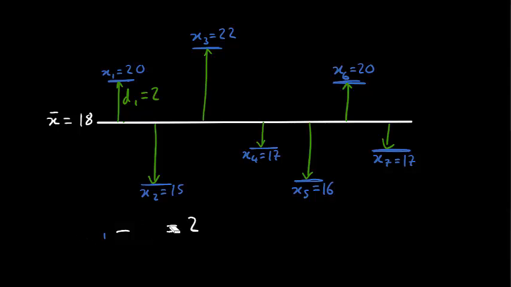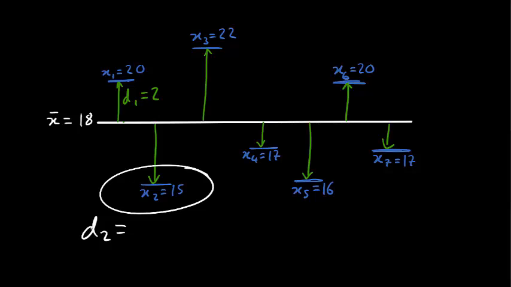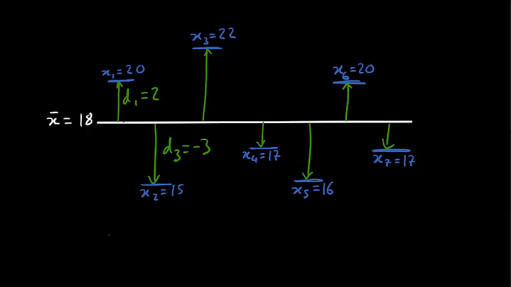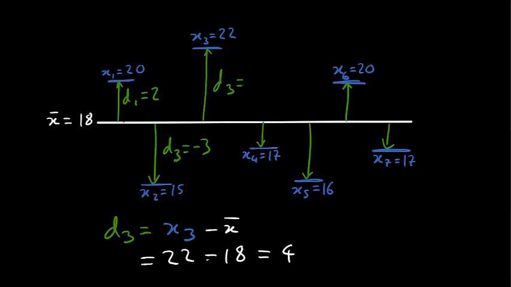Similar kind of thing for my second distance: d2 is equal to my x value, which is x2, minus my mean, x bar. So it's 15 minus my mean, which is 18, so that comes out as -3. So my second distance is -3. What about my third distance? d3 is equal to x3 minus my mean, x bar. x3 is at 22, my mean is at 18. What's the difference between 22 and 18? That's 4. So my distance 3 is 4.